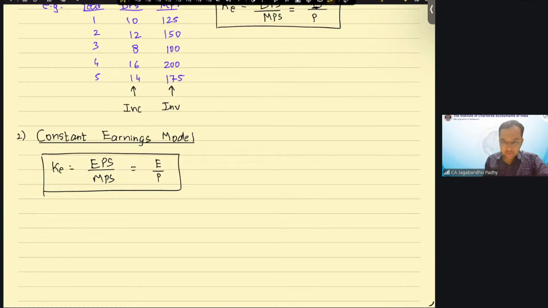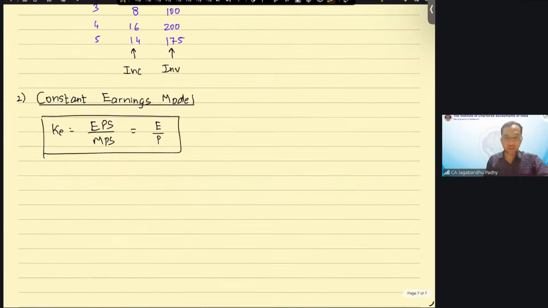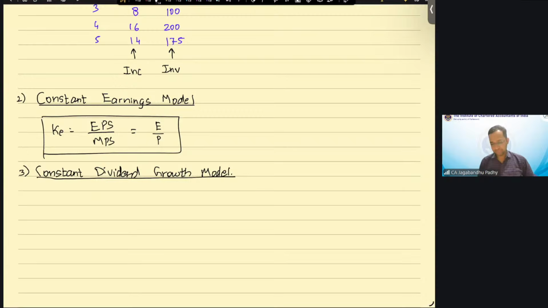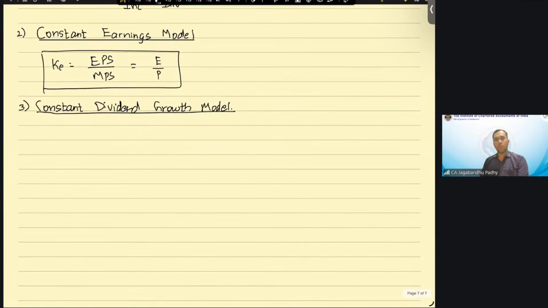Now, we have to look at an interesting part or an interesting model called the constant dividend growth model. This is the constant dividend growth model. So this is actually a quite interesting model. Now, this is based on our present value concept.